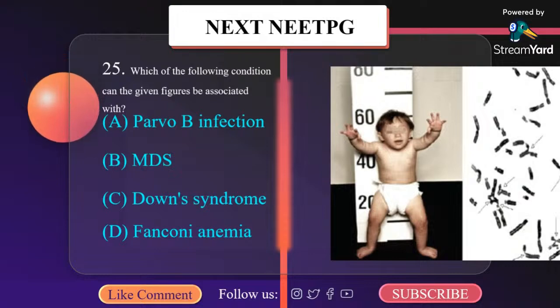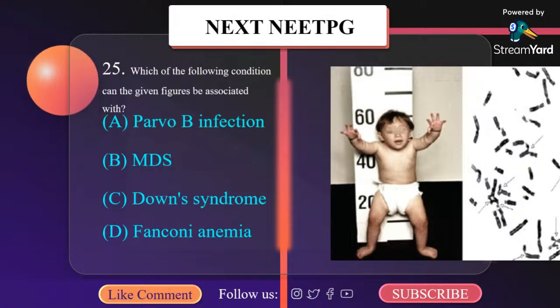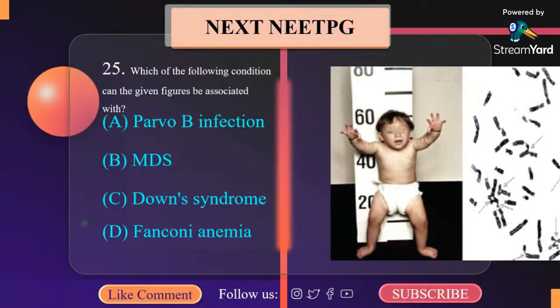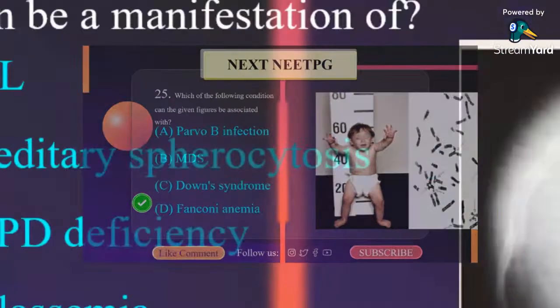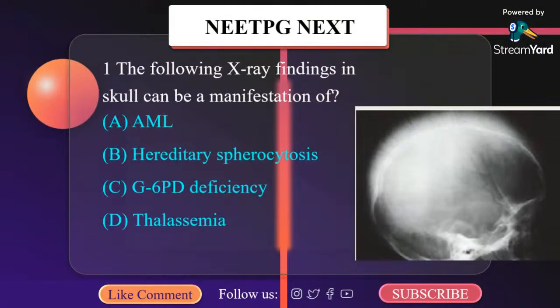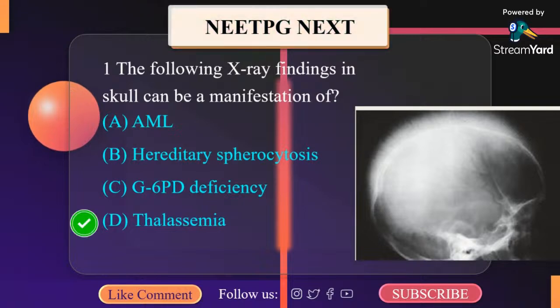Which of the following conditions can be associated with a worm finger? A. Parvovirus B infection, B. MDS, C. Down syndrome, D. Fanconi's anemia. It is Fanconi's, a child with short stature, dislocated hip, microcephaly, broad nasal base, epicanthal fold. It is seen in Fanconi's anemia. The following X-ray finding in the skull can be a manifestation of A. AML, B. Hereditary spherocytosis, C. G6PD deficiency, D. Thalassemia. X-ray skull showing a hair-on-end appearance is suggestive of expansion of bone marrow and is seen in thalassemia.